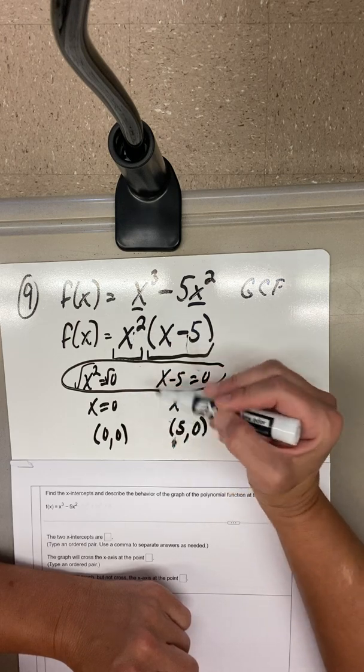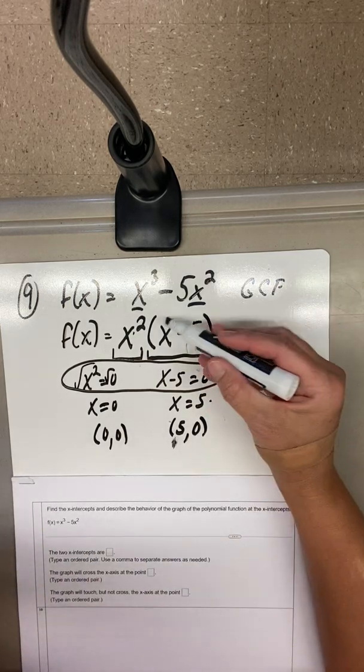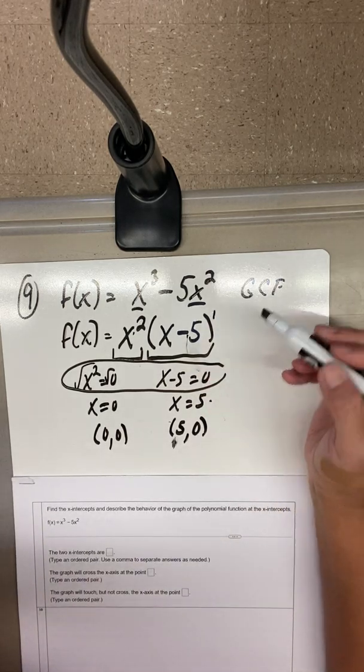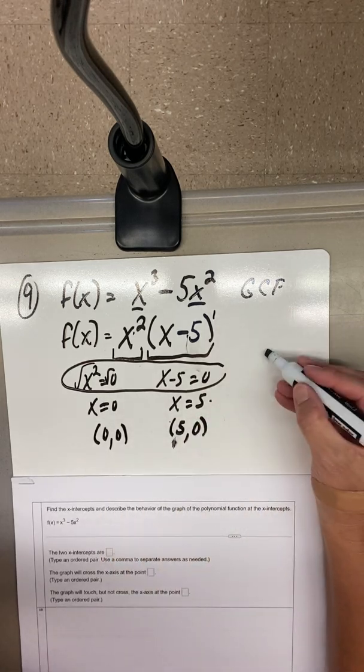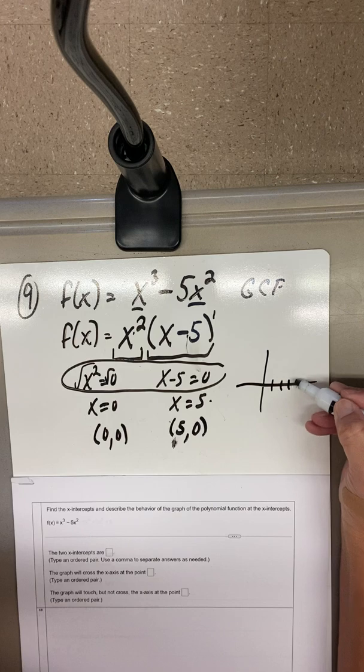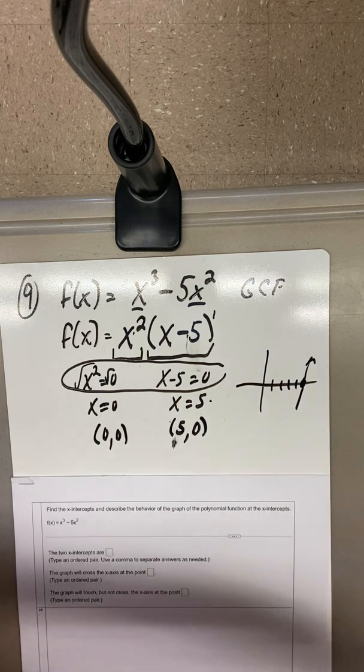What's nothing? 0. Now, I will tell you this, and I don't really have time to teach it all out, but this x plus 5 is to the first power. It's an odd root. If it's an odd root, it's going to cross through the x-axis at 5. So it's going to actually cross through at 5.